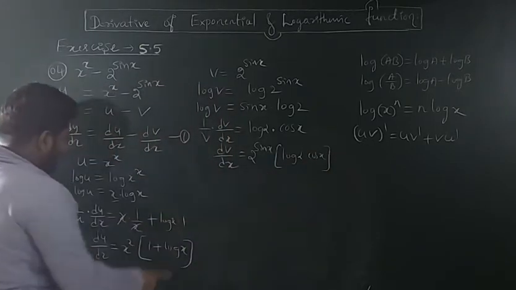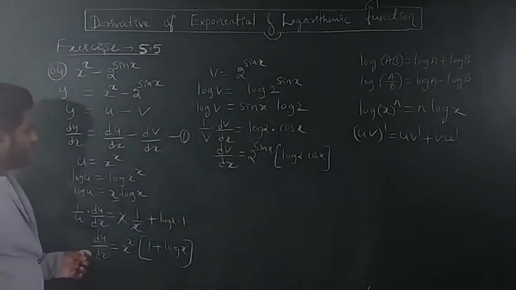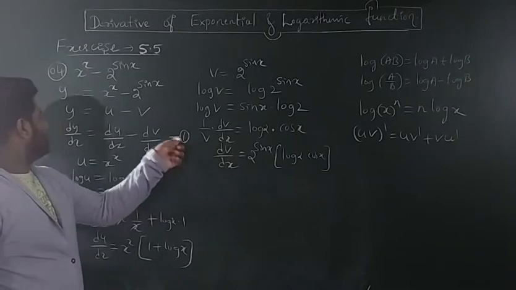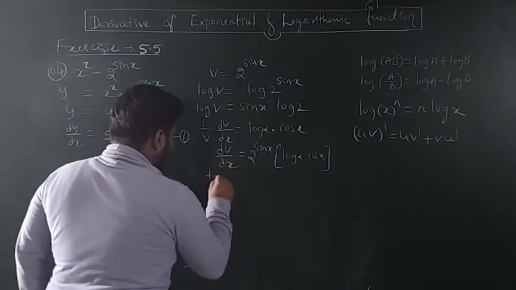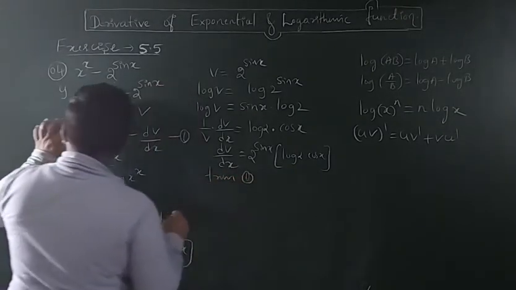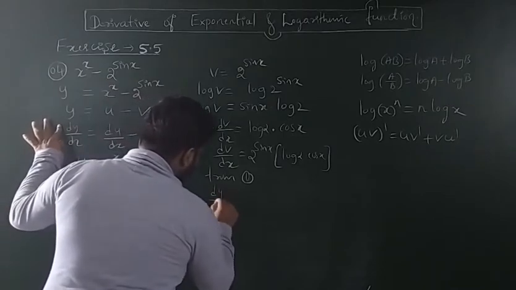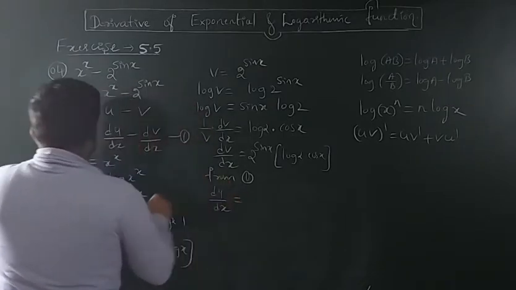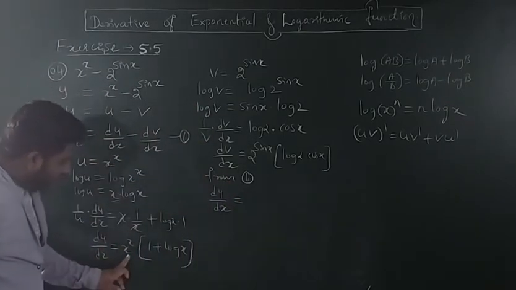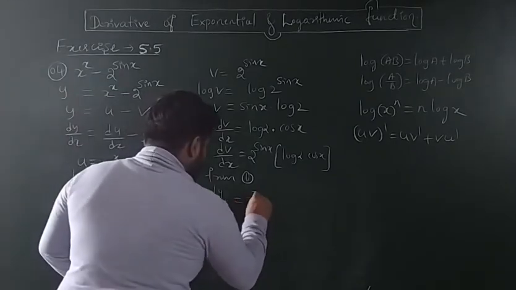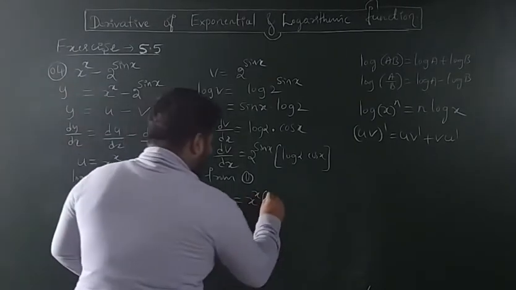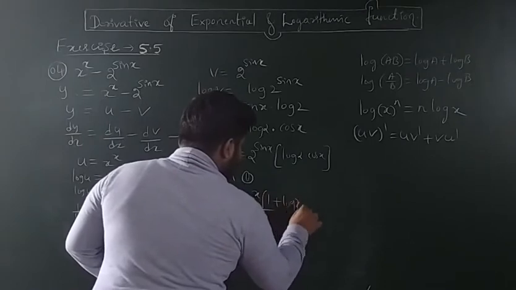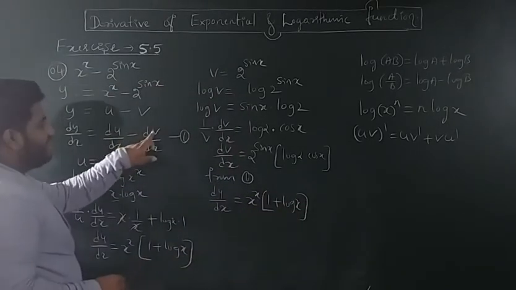So we found out the dv by dx and also du by dx. Put these two values in equation number 1. So from 1, put the values. dy by dx equal to du by dx. What is du by dx, guys? Here it is x raised to x into bracket 1 plus log x, minus dv by dx.